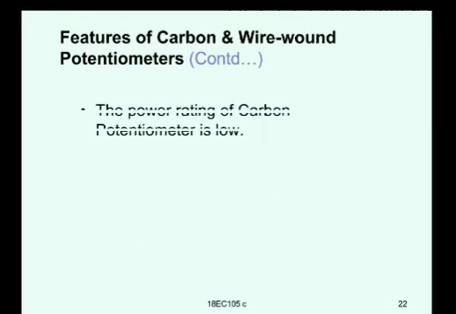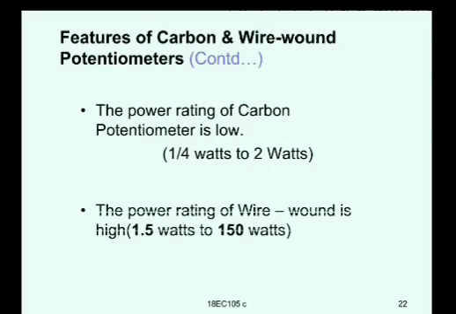Now further looking at the features, the power rating of the carbon potentiometer is very low. It is about quarter watt to 2 watts alone. And when you look at the wire wound type of potentiometers, the rating is very high, and the range lies between 1.5 watts and 150 watts or even more currently.